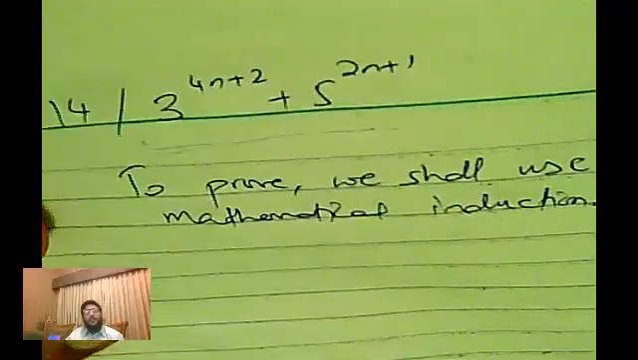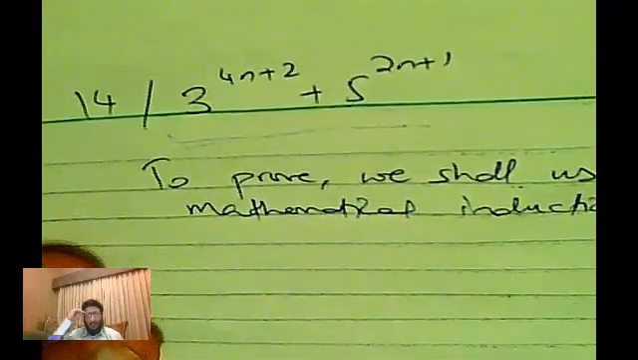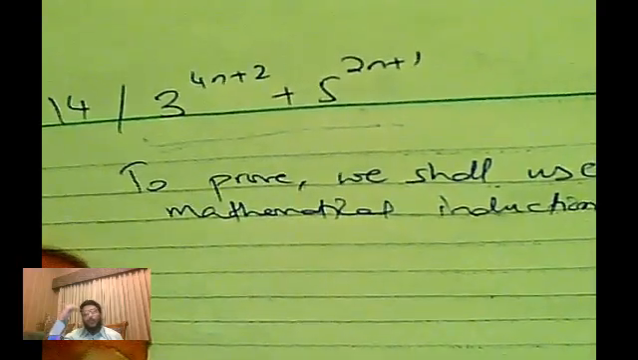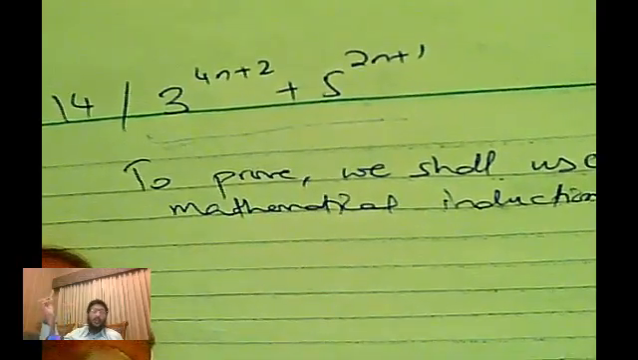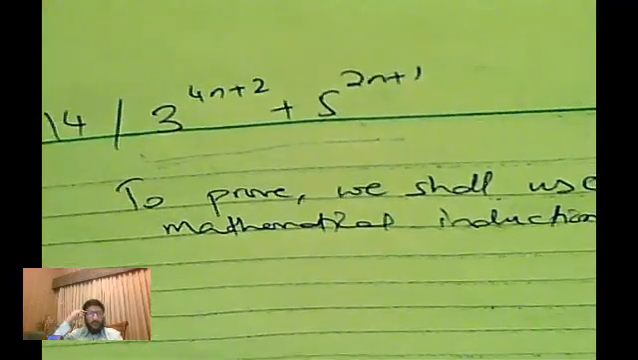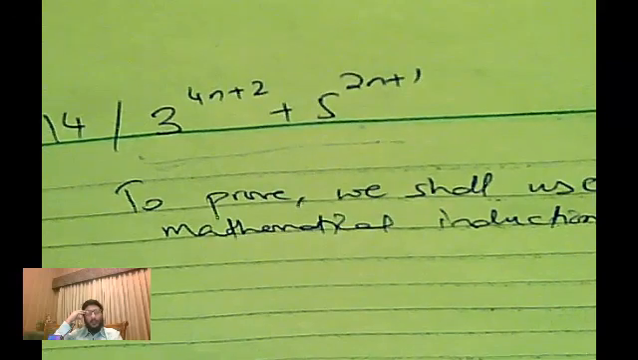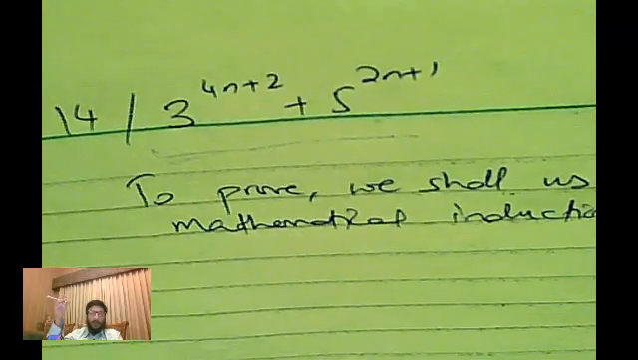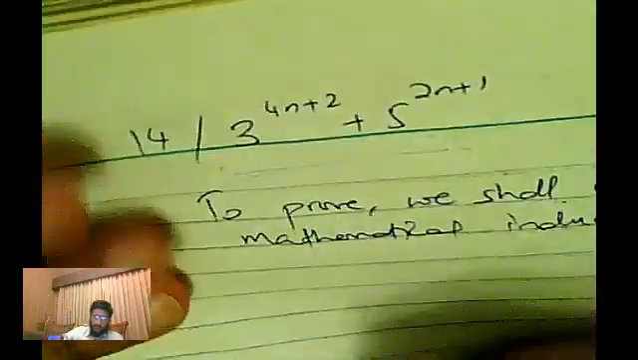Now, as I discussed before, mathematical induction involves three steps. First, we have to prove that the result holds for n equals 1, and then we have to suppose that the result holds for n equals k, and the third step is we have to show again that the result holds for n equals k plus 1.